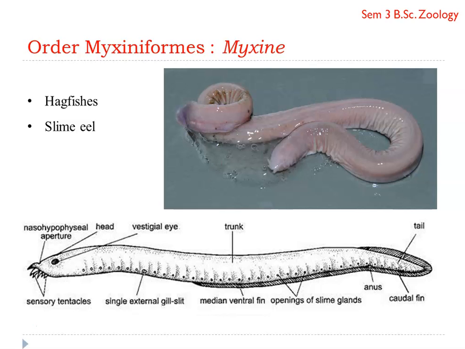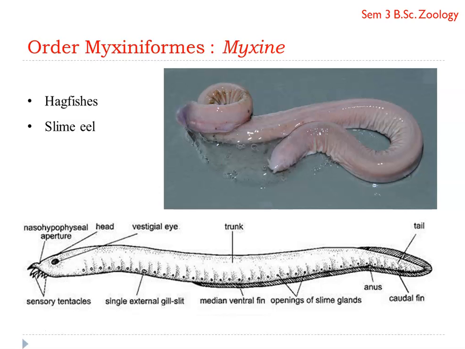Another name is slime eel. The reason is it produces slime. You can see over here in the figure, this is actually the slimy secretion. So it looks like an eel and it produces slime, and that is why it is referred to as slimy. The copious slime secreted by the animal gives it the name slime.